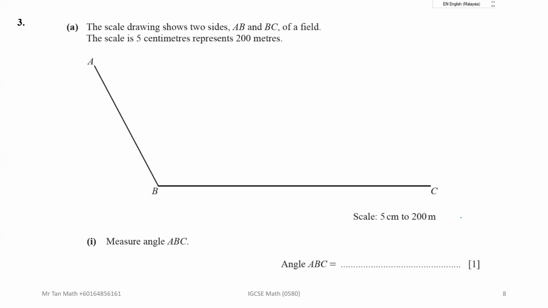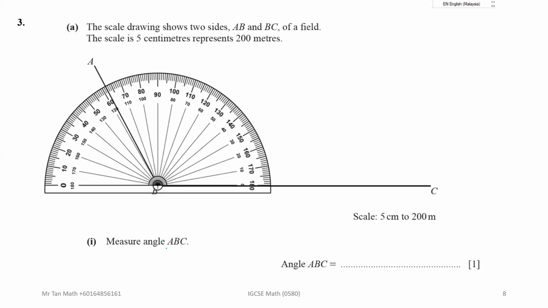Okay, number 3. The scale drawing shows two sides AB and BC of a field. The scale is 5 centimeters represent 200 meters. You have the scale here, 5 cm to 200 meters. Measure angle ABC. So just put your protractor and you read the angle.